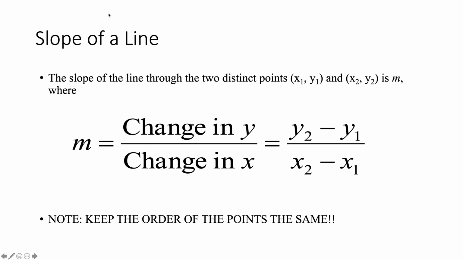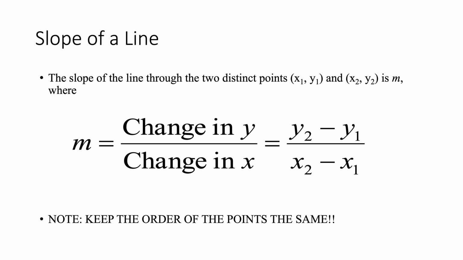Right, so we said that we would pick up with the slope of a line. Let's do that now. The slope of a line running through 2 points, x1, y1, and x2, y2 is m, where m equals change in y over change in x, or y sub 2 minus y sub 1 over x sub 2 minus x sub 1.